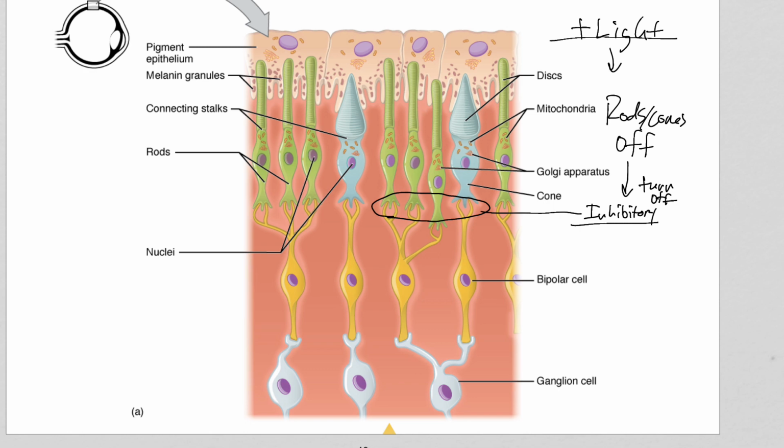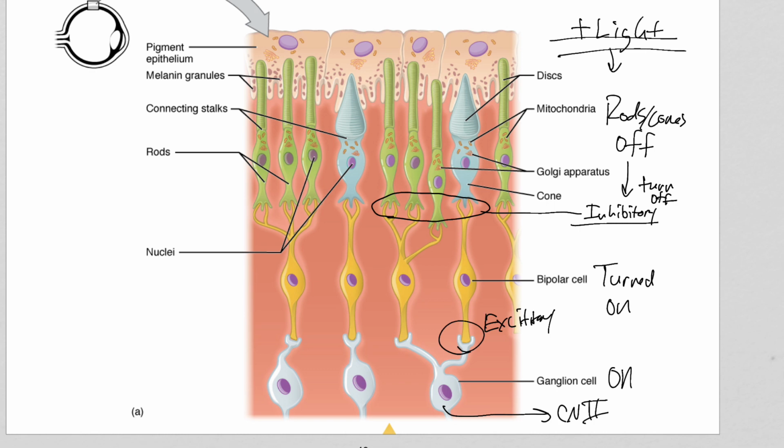And so paradoxically, it seems like when lights turn on, rods and cones are off, but that just means that you stop inhibiting the bipolar cells. So the bipolar cells are actually turned on, right? And they have a normal excitatory synapse with the ganglion cell. Okay, so bipolar cells turn on, ganglion cells turn on. And remember, the ganglion cells' axons become the optic nerve, right? Cranial nerve 2. And so in the end, when the lights turn on, you get signals going to the brain, right? Your brain sees that there's light present. It's just through a double negative mechanism, right?